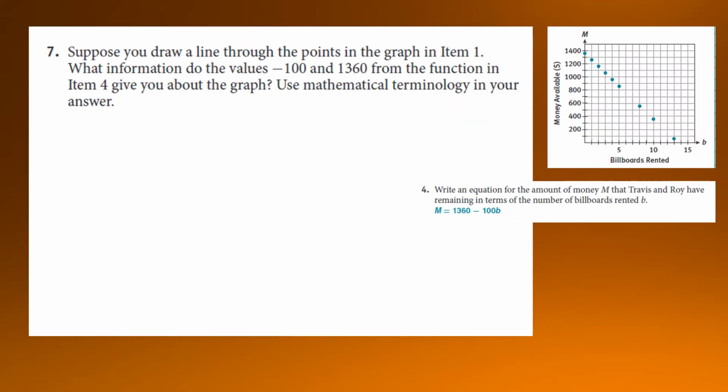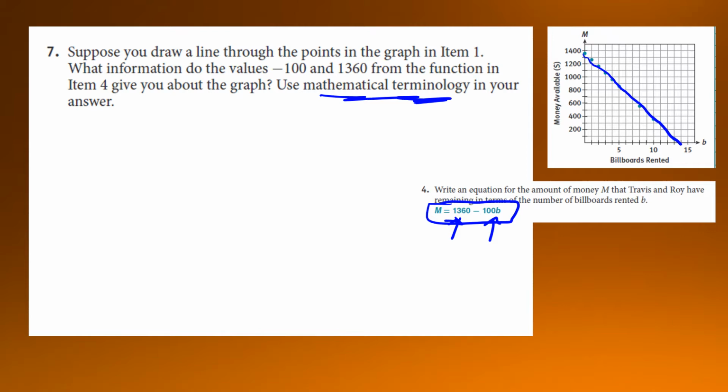So suppose we draw a line through the points on the graph in item 1. So that would look like, well, pretend this is a line if I actually had a ruler. I've done worse. What information do the values 100, negative 100, and 1360 from the function in item 4, so here's the function from item 4, what information do those two values give us about the graph? Use mathematical terminology in your answer. I'm pausing because I hope you are pausing me.